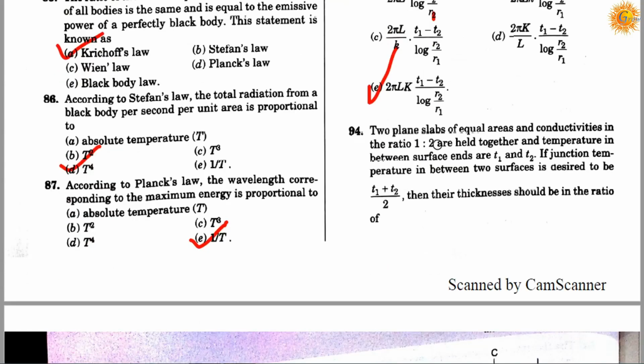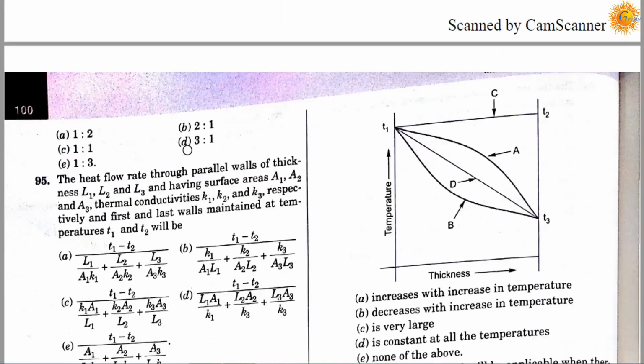Question number 94. Two plane slabs of equal areas and conductivities in the ratio 1:2 are held together and the temperature of the in-between surfaces ends at T1 and T2. If the junction temperature between the two surfaces is desired to be (T1 + T2)/2, then their thickness should be in the ratio of: option A, 1:2; option B, 2:1; option C, 1:1; option D, 3:1; option E, 1:3.